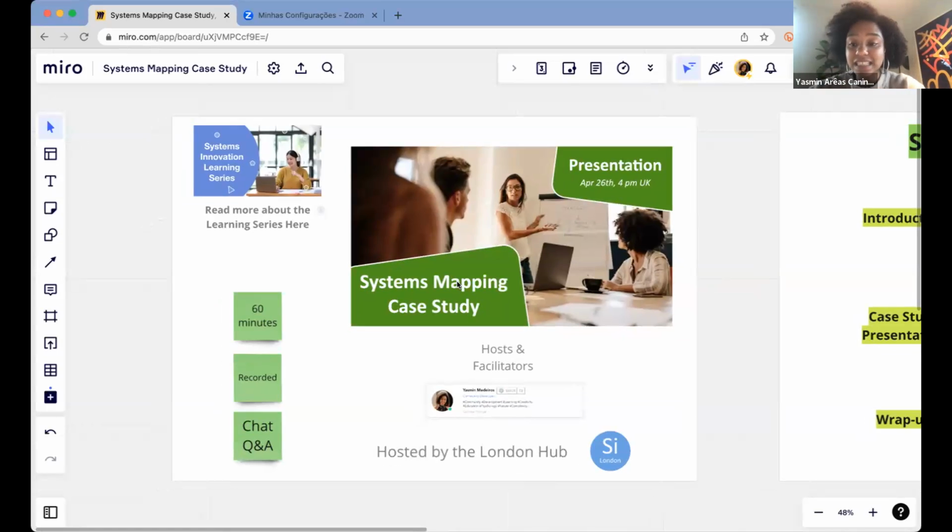And this is the systems mapping case study, where we're going to hear from Rebecca Niles some interesting examples on this tool that we were talking about last week, right? And this is part of the third module of the learning series that the SI London Hub is organizing.